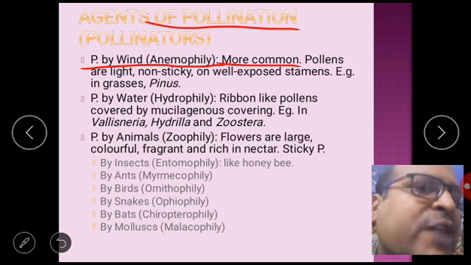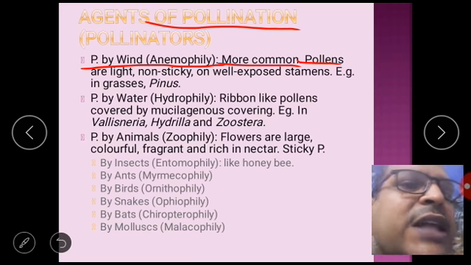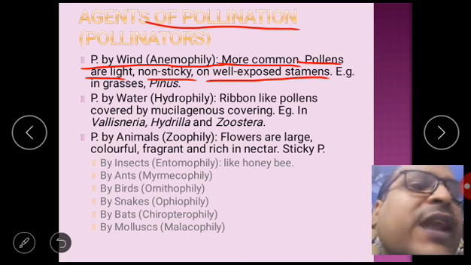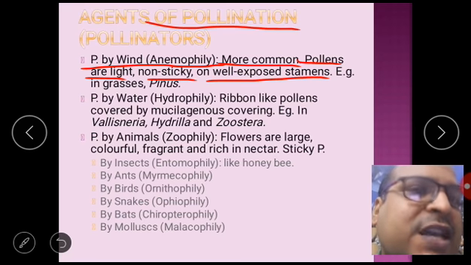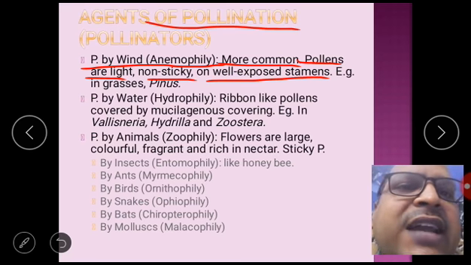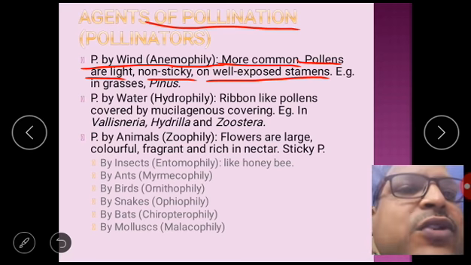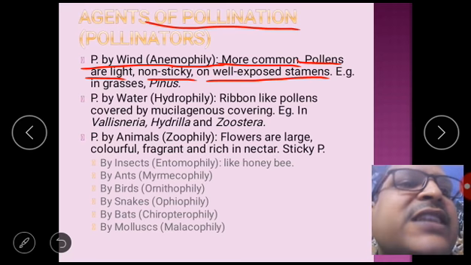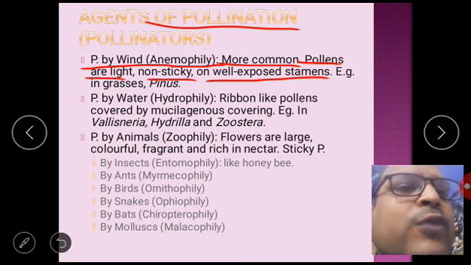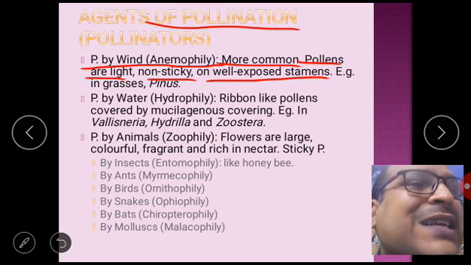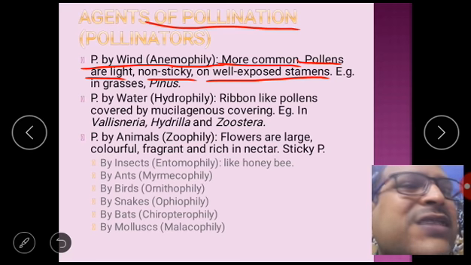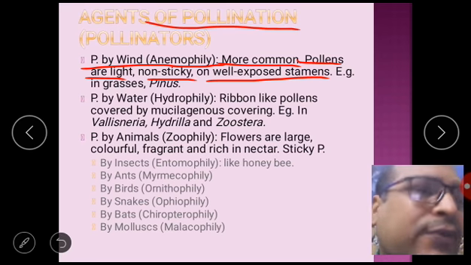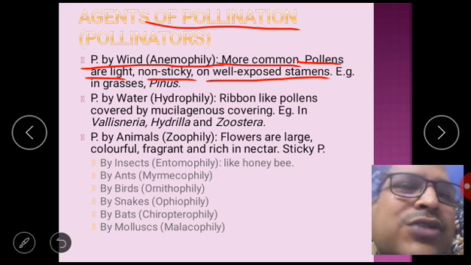It is most common. And you must know here, pollens are light, non-sticky, and present on well exposed stamens. So why are the pollens light? Because if they were heavy, they could not move with the wind. If they are lighter, they can easily move with the wind current. Now, these are non-sticky. If they were sticky, they would stick somewhere, and after that they would not move. So they should be non-sticky.